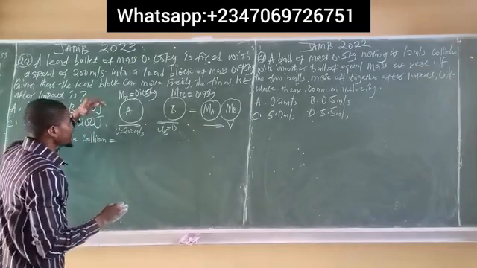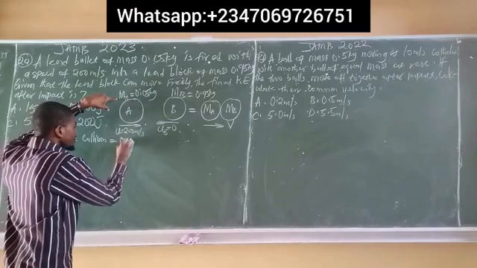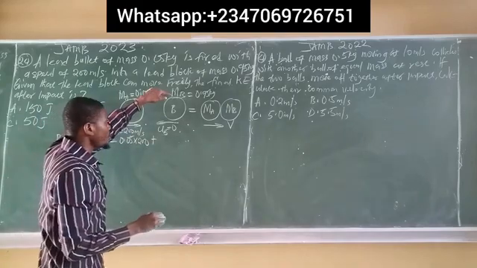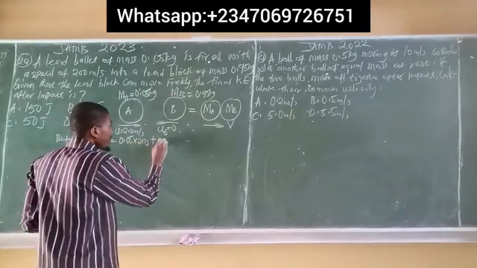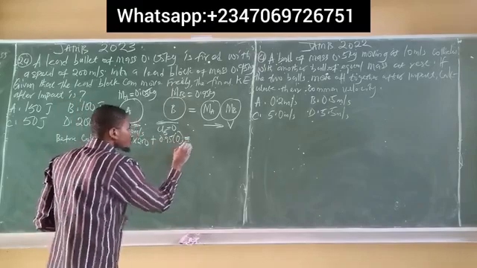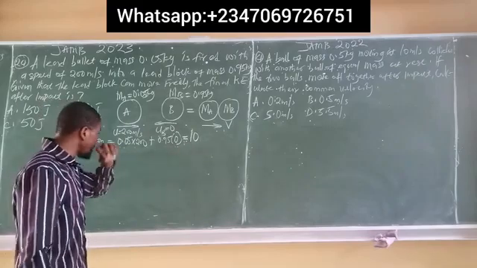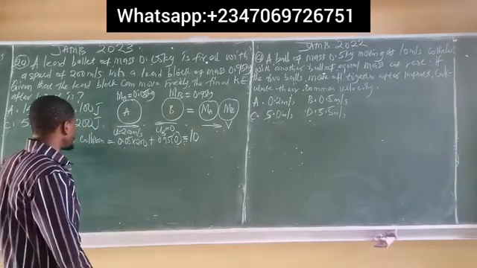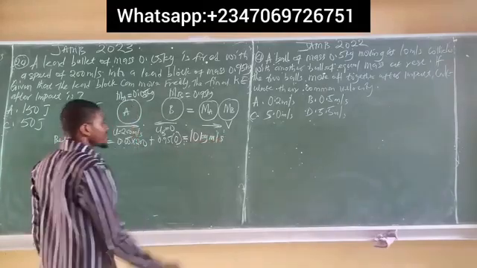Total momentum before collision is the mass of the bullet multiplied by the speed of the bullet, which is 0.05 multiplied by 200, plus the mass of the block multiplied by its speed. Unfortunately, the block does not have a speed, so 0.95 multiplied by 0. So 0.05 multiplied by 200 gives us 10, plus 0.95 multiplied by 0, which still remains 0. So before collision, momentum is simply 10 kilogram meters per second.